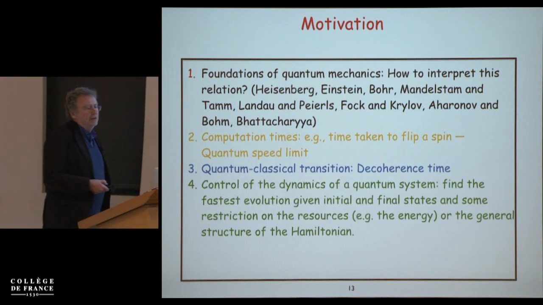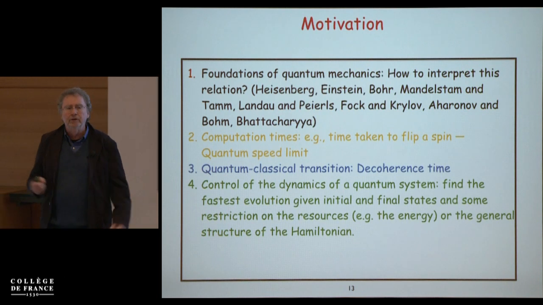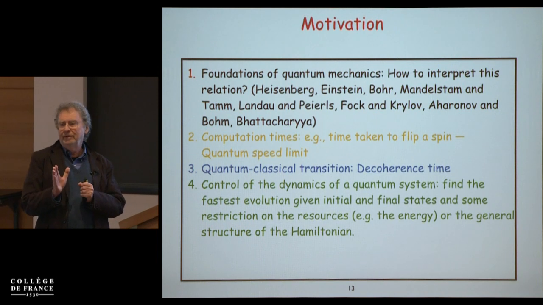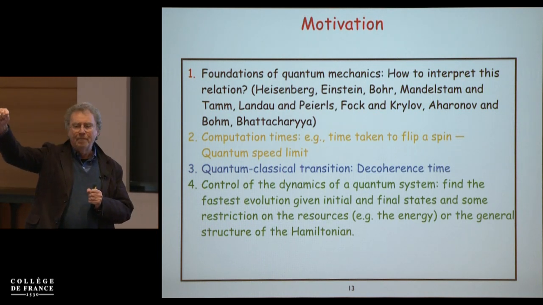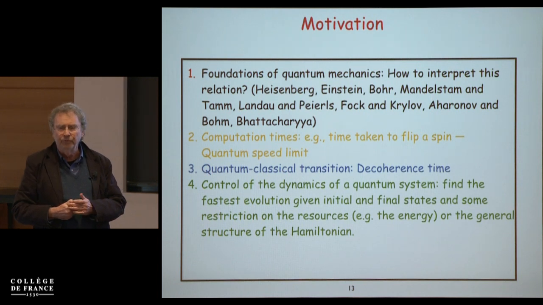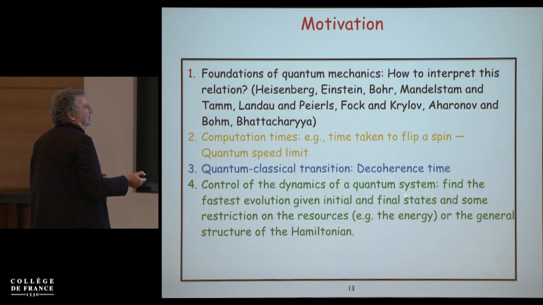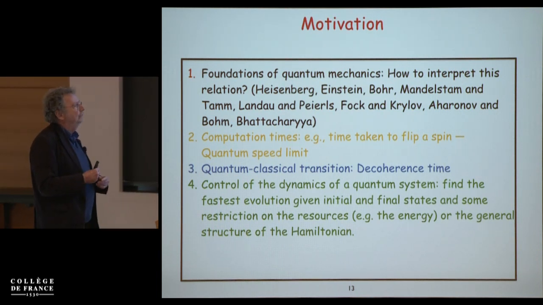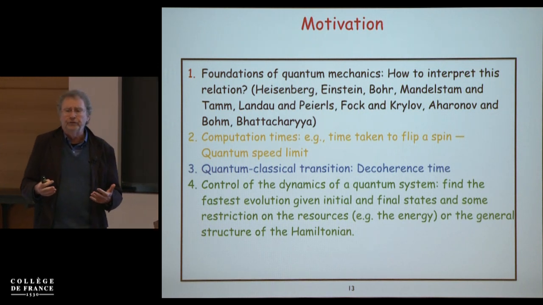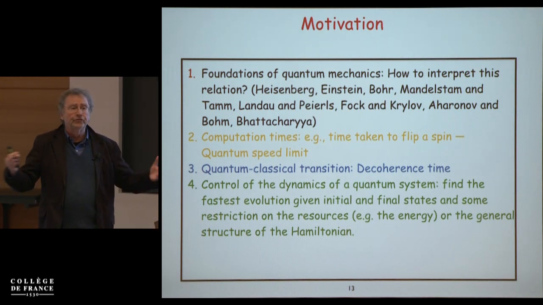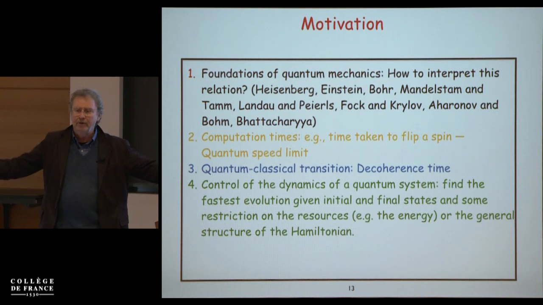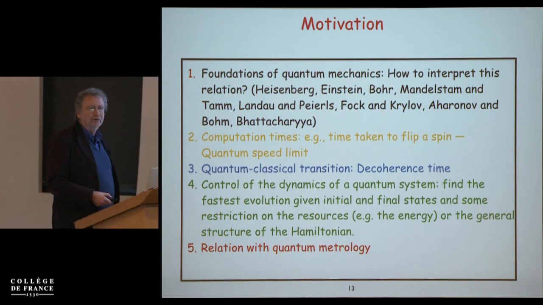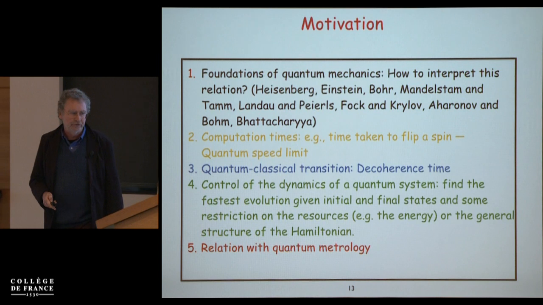Fourth motivation, we might be interested in controlling quantum systems. That means that we have some external agents, and we want to make the quantum system go through some path in the space of quantum states. The basic problem, say, is to find the fastest evolution given some initial and final states and some restriction on the resources, for instance, the energy, or the general structure of some Hamiltonian you have. So how can you do it in the fastest possible way? And finally, of course, the relation with quantum metrology, which is directly related to these lectures.